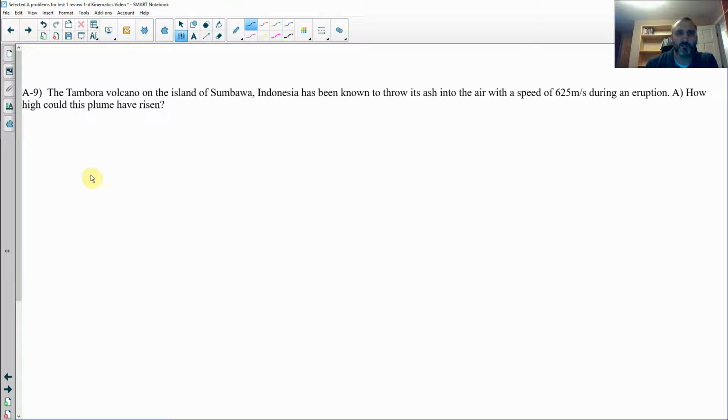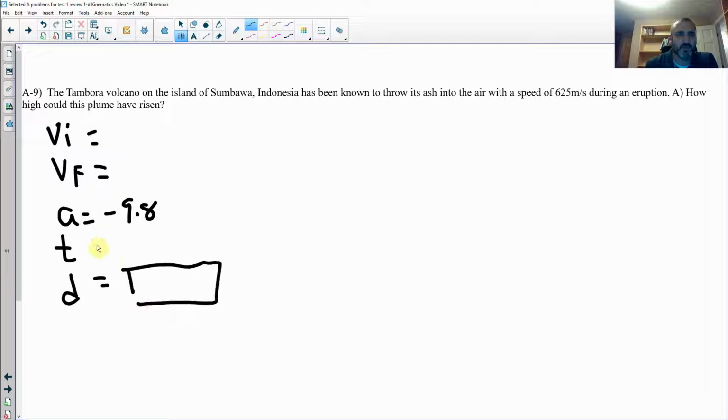How high could this plume have risen? So again, we're shooting something up. We're dealing with a projectile now. So we know the acceleration is negative 9.8 because it's something that's getting thrown up. Here's the crazy thing. We want to know the displacement. They don't mention time, so I'm not even going to bother with it.